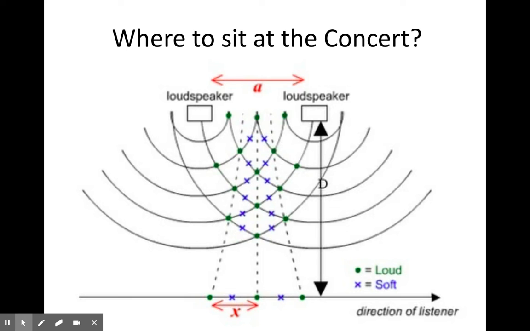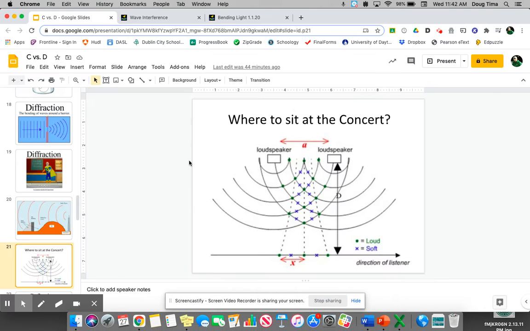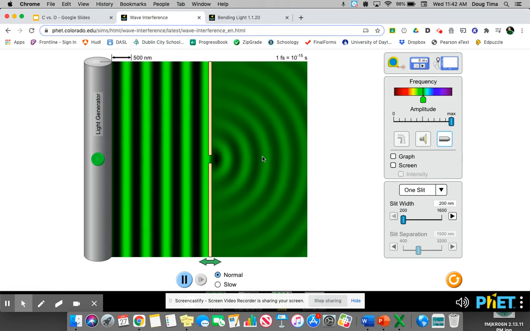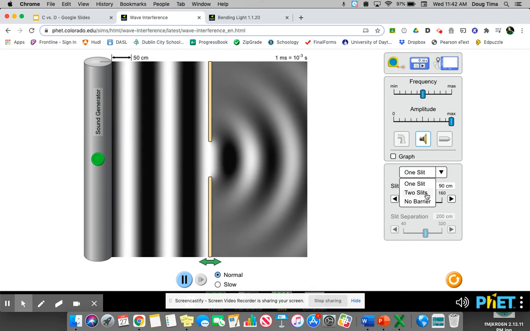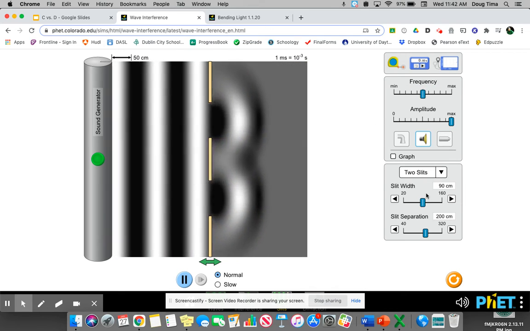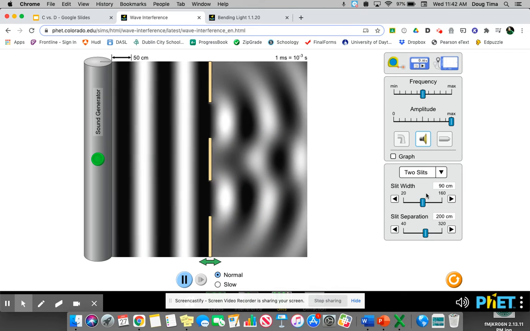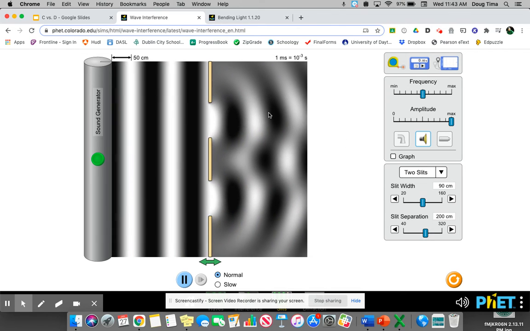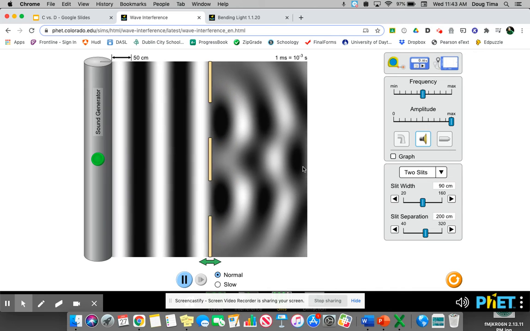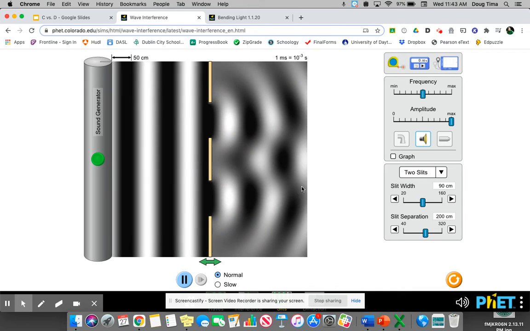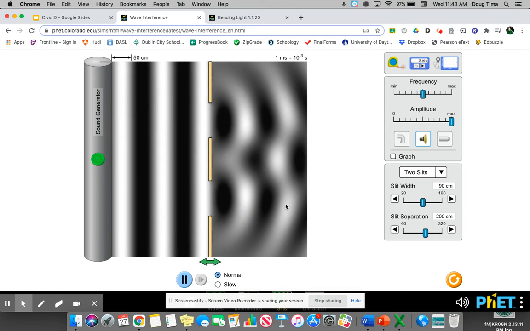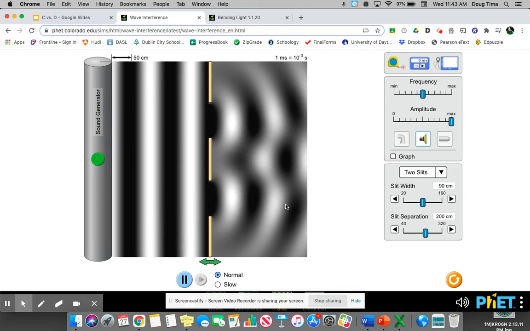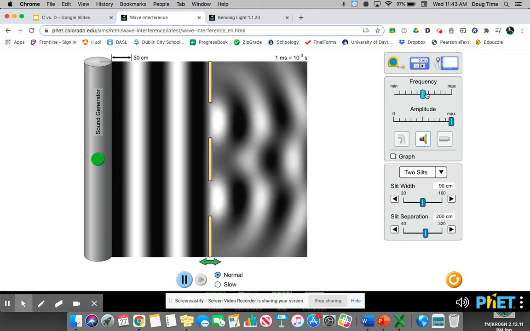Where's the best place to sit at a concert? Well, after you've watched the Dr. Quantum video, we're going to go here. Let's just pretend it's sound like it normally is. And now we're going to go to a double slit. So here we go. Double slit. The white parts are the most intense parts. The dark parts are where you have the least intense parts.